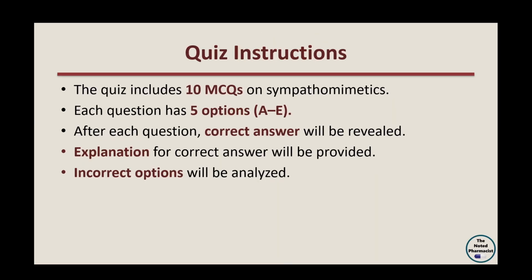Quiz instructions. This quiz will cover 10 multiple-choice questions, MCQs, focused on sympathomimetics. Each question includes 5 options, of which only one is correct. After each question, we'll reveal the correct answer, provide an explanation for why it's correct, and explain why the other options are incorrect. So, let's get started.